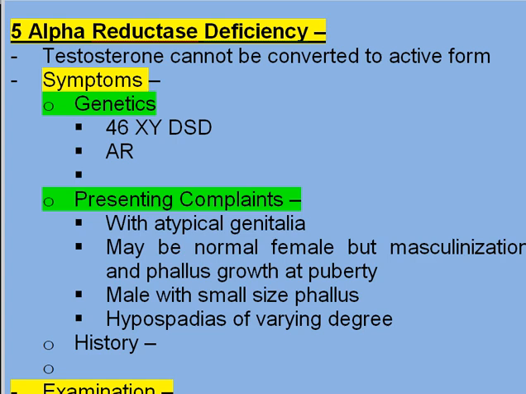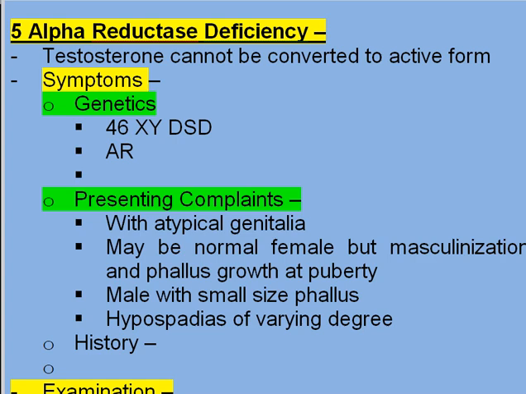The child can present at birth, or it can present later on. At birth it can present with atypical genitalia. The child may be having normal female external genitalia, but there will be masculinization and phallus growth at puberty, or the child will be born as a normal male with a small size phallus, or there will be hypospadias of varying degrees. So this is an autosomal recessive.